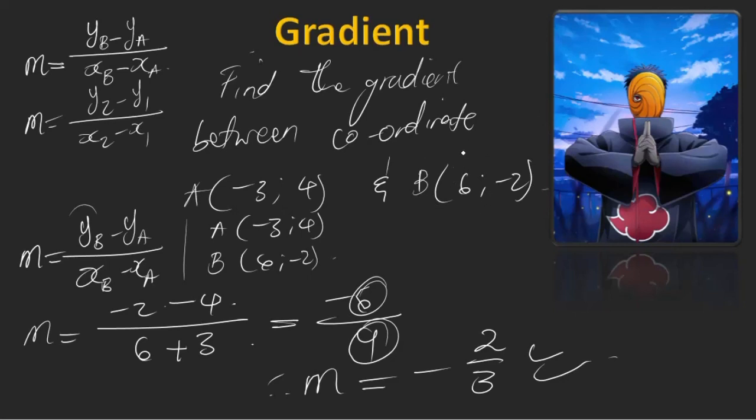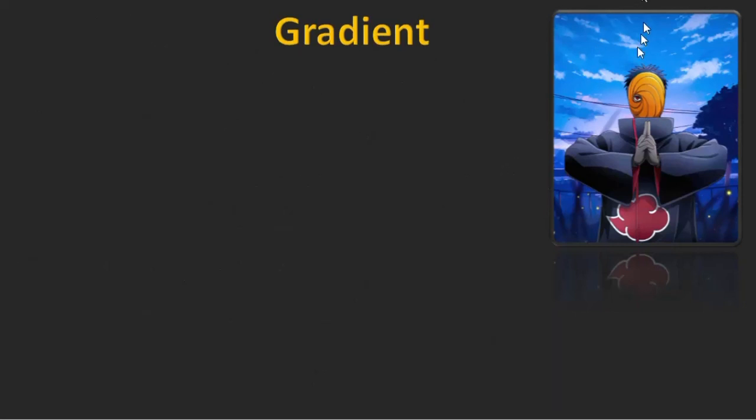But there is more to gradient. So what else do we have? There is gradient for parallel lines. There is gradient for collinear points. There is gradient for perpendicular lines. So let's get through the concepts. Let's start with parallel lines.